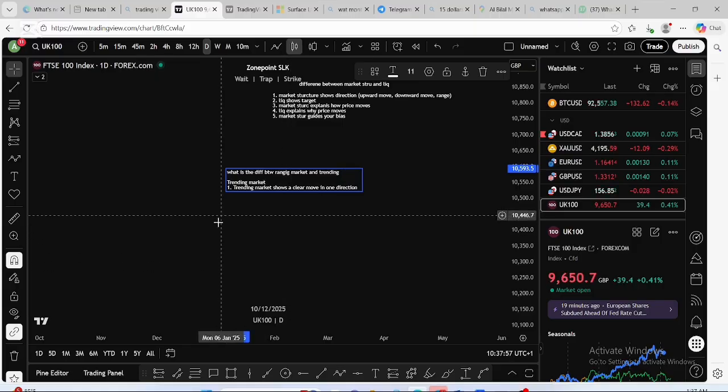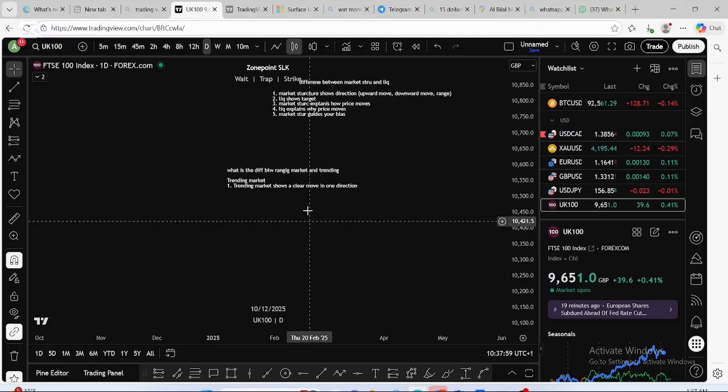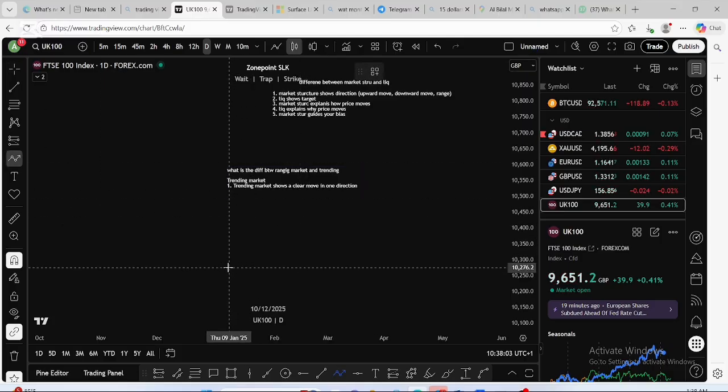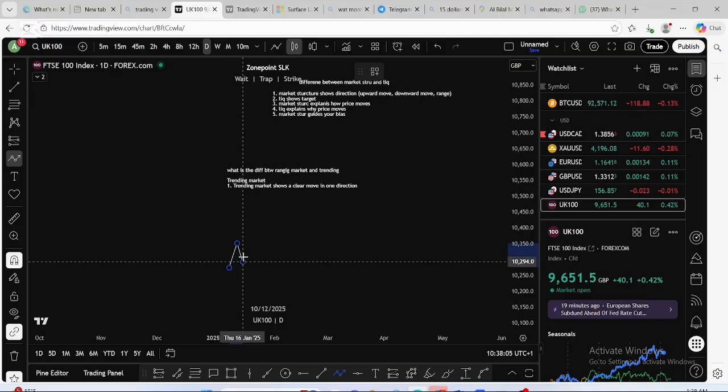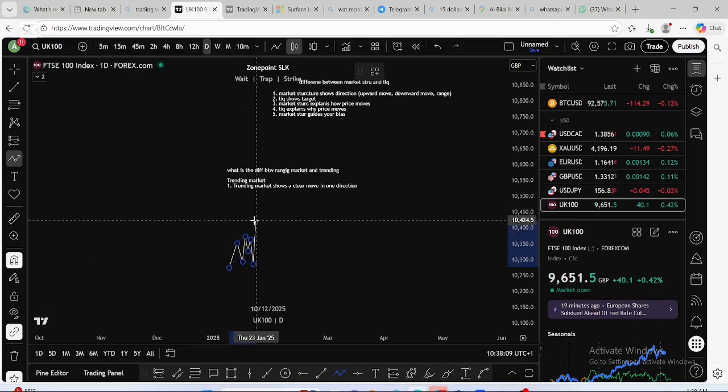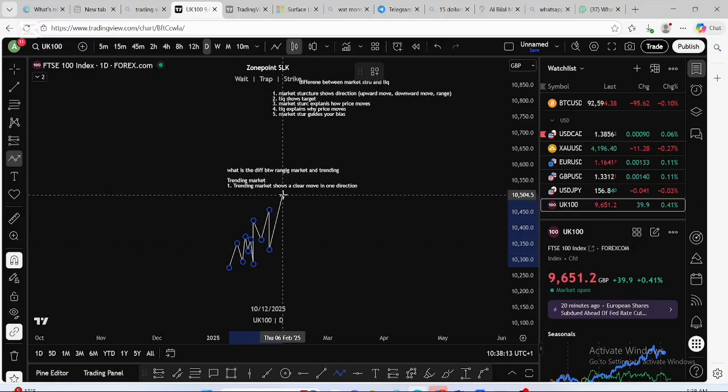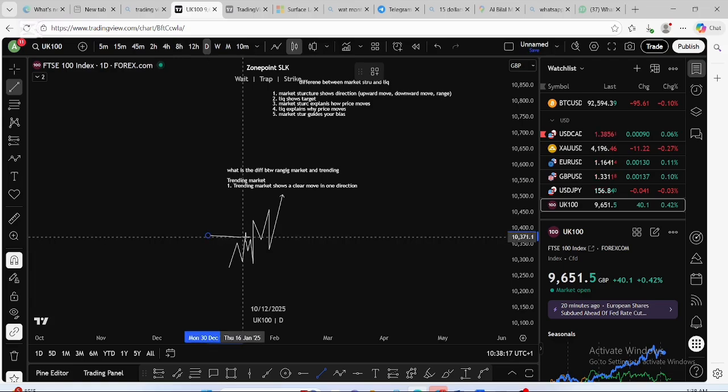Okay, let me explain what I mean by trending market shows a clear move in one direction. When you are moving up like this, market creates liquidity like this, takes them out, it breaks structure like this, does something like this, takes them out, breaks structure. It's giving you a clear direction to one particular path.